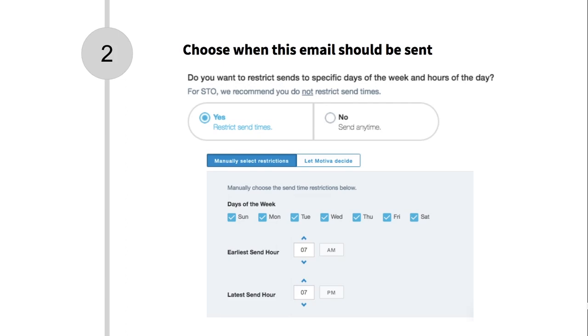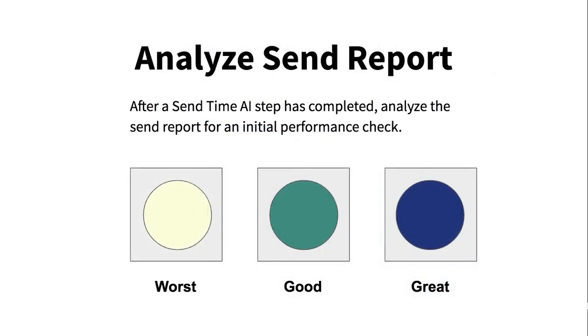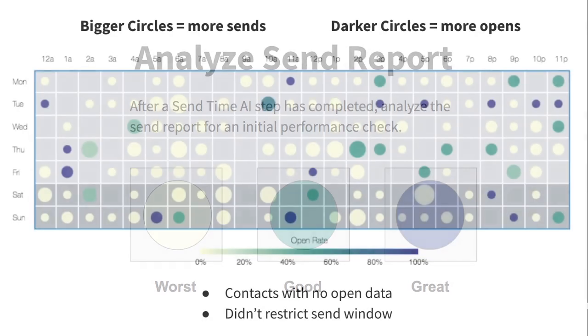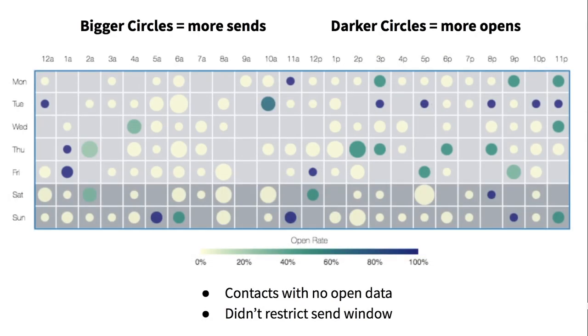The third tip is to review the send time chart in the individual email report on the Motiva platform once the SendTime AI step has completed. You want to see big blue and green dots, and you don't want to see too many big cream dots. For example, here's a SendTime report for an individual email. Bigger dots mean relatively more sends went out at that time. Darker dots mean relatively more opens resulted from that send time, regardless of whether the open happened at that time or not.